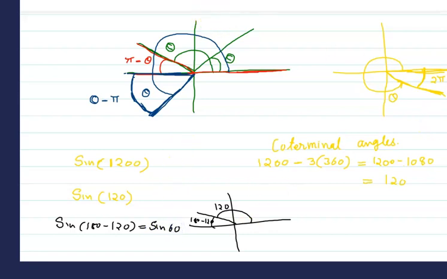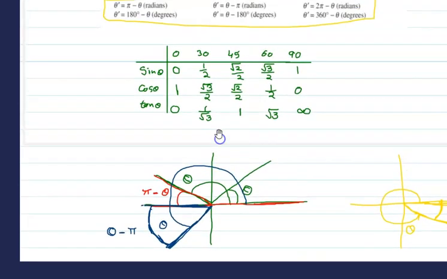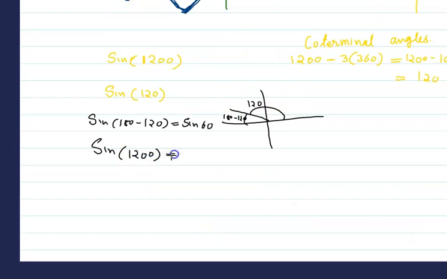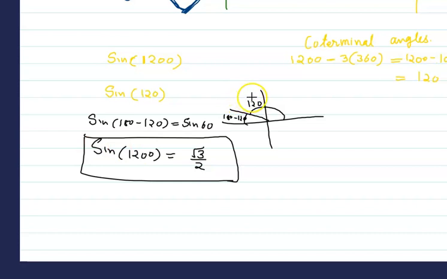And here you can use that table which we made earlier. So you need to look at sine 60. Under 60, you look at sine, which is square root 3 over 2. So sine 1200 equals square root 3 over 2. The concept of reference angle is also used many times when you find the polar equations of any trigonometric function, and you can also use it to find the value of trigonometric functions at larger values.